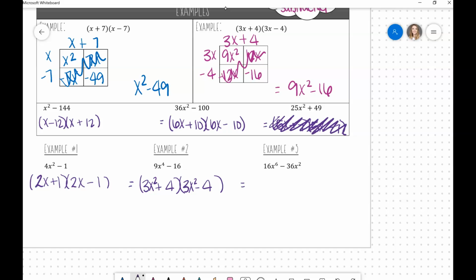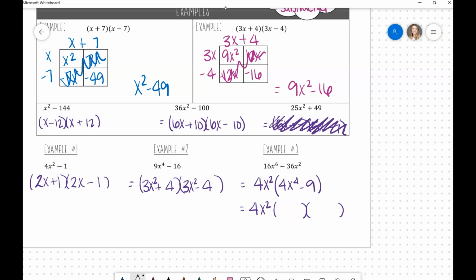And then our last one, a lot of times students would factor this right away. It's a perfect square minus a perfect square, and that's fine. However, don't forget to identify your greatest common factor first. We can pull out a 4x squared, which leaves us with 4x to the fourth minus 9. Leave that 4x squared out front.